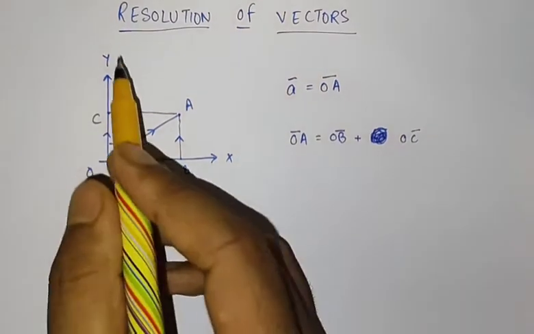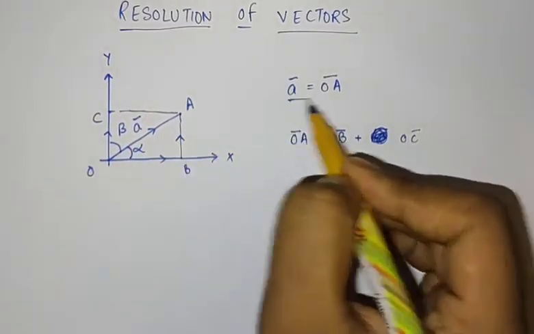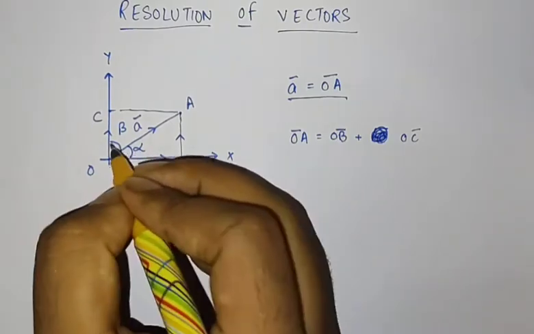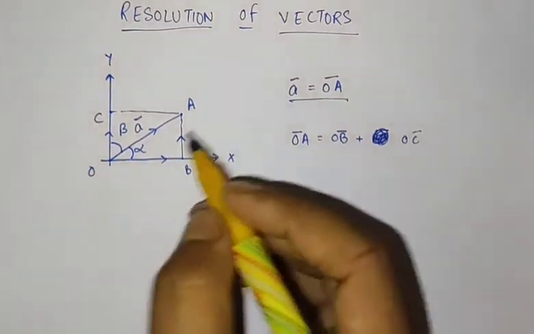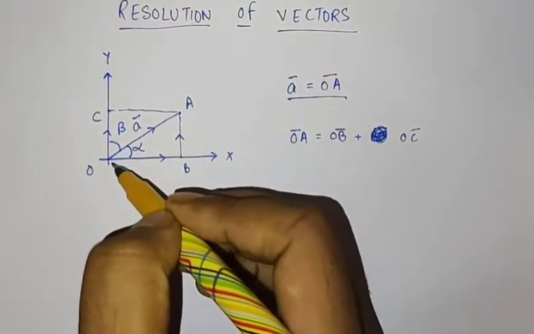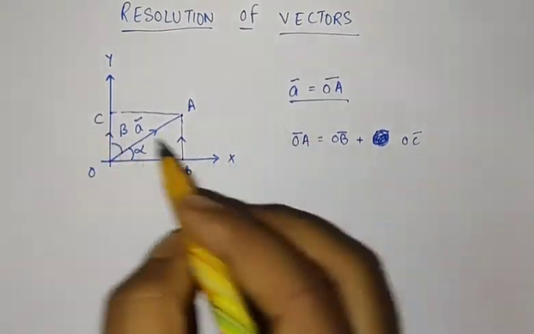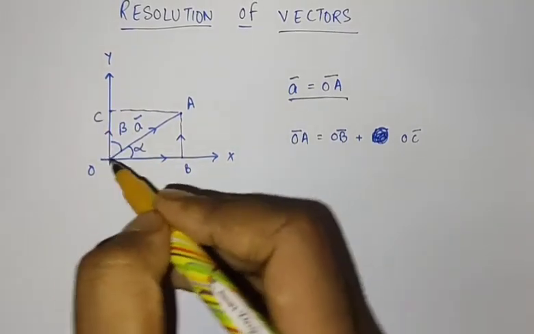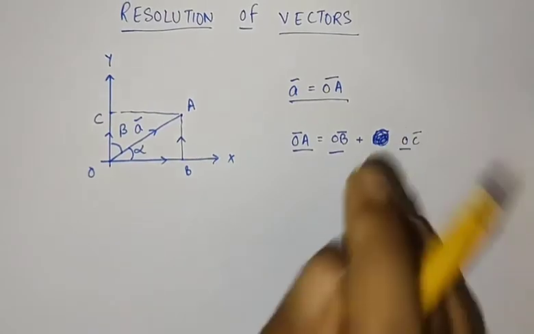So let me consider a plane, an xy plane, with point O, and a vector OA. A makes an angle alpha with the x-axis and an angle beta with the y-axis. So by the triangular addition rule, if we take OB and OC, we are taking the parallelogram law of addition. So OB and OC are two vectors, and OA is the resultant. So OA is nothing but the summation of OB plus OC.